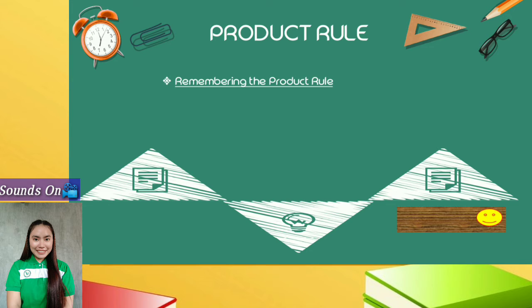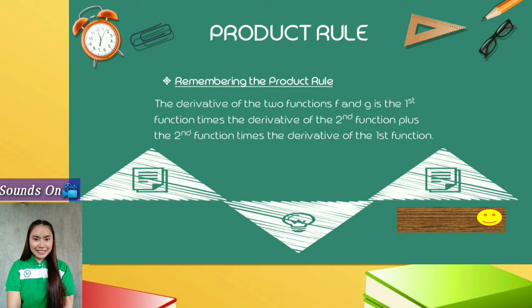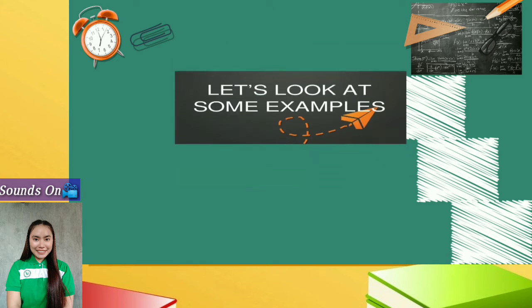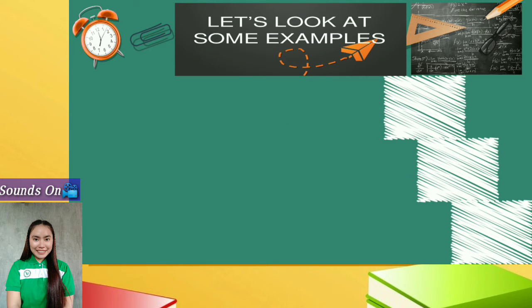Remembering the product rule, the derivative of the two functions f of x, g of x is equal to copy the first function times the derivative of the second function plus copy the second function times the derivative of the first function. But the easiest way to understand when this applies and how to use it is to look at some examples. Alright, so let's try.